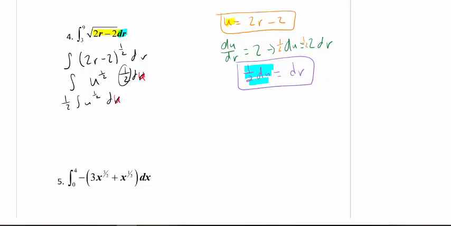So now I can take the indefinite integral. So remember, we have a half, and we're going to add 1 to the exponent and divide by the new exponent. And we would have a plus c. So I'm going to flip that fraction.